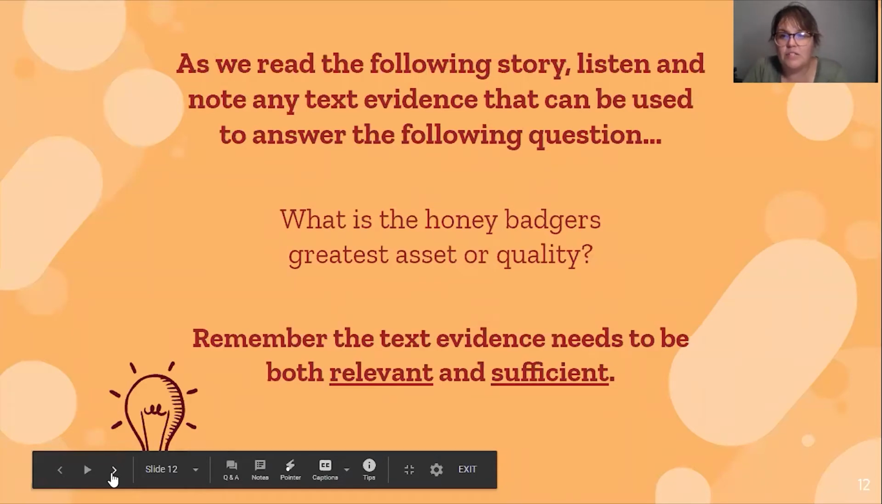As we read the following story, listen and note any text evidence that can be used to answer the following question. What is the honey badger's greatest asset or quality? Remember, the text evidence needs to be both relevant and sufficient when we answer this question. Also remember, you can pause the video at any time, so the text will be up on the screen. You can pause it if you need to take notes, if you want to copy anything off the screen.